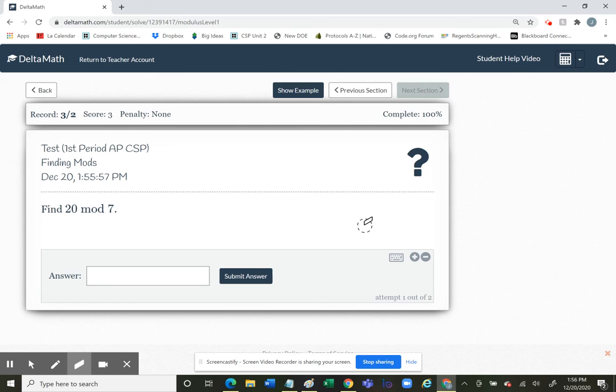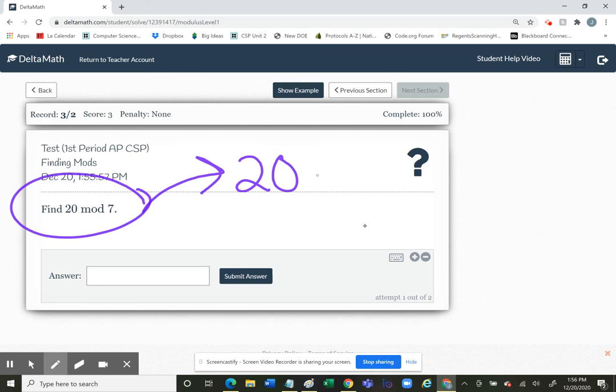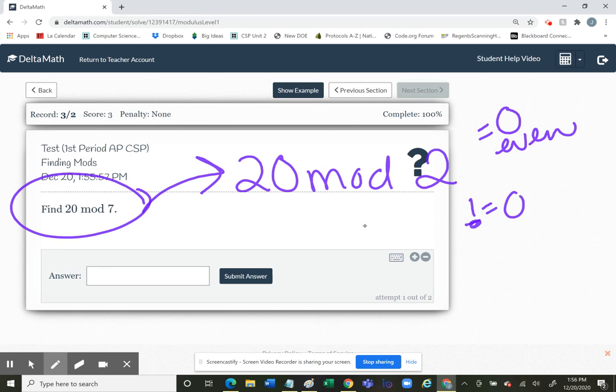Let me just modify this one. If I want to know if 20 is an even number, I can do 20 mod 2 and say, when you divide 20 by 2, is there a remainder, right? And if the answer is 0, then it is an even number. But if the answer is anything that is not equal to 0, then it is an odd number.